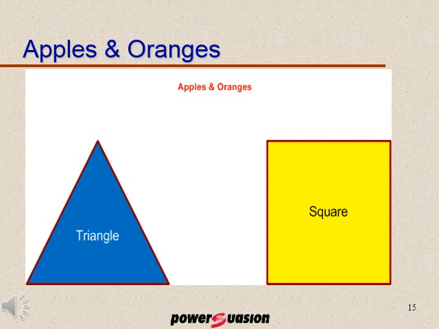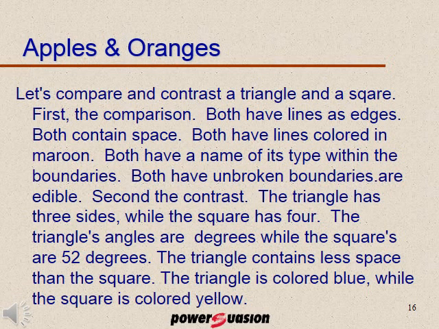Finally, we have apples and oranges. Apples and oranges are a popular way to present information because you are comparing and contrasting. And so here I've provided a triangle and a square for your comparison and your contrast. This paragraph provides both the comparison and the contrast of an apple and an orange, period. So we get an understanding of how these two are both alike and not. Furthermore, it's a very popular form nowadays.